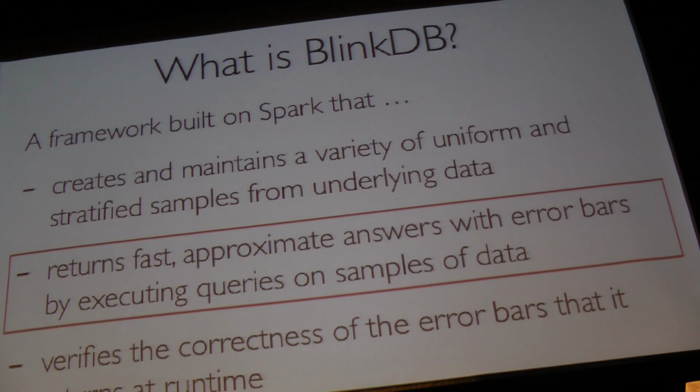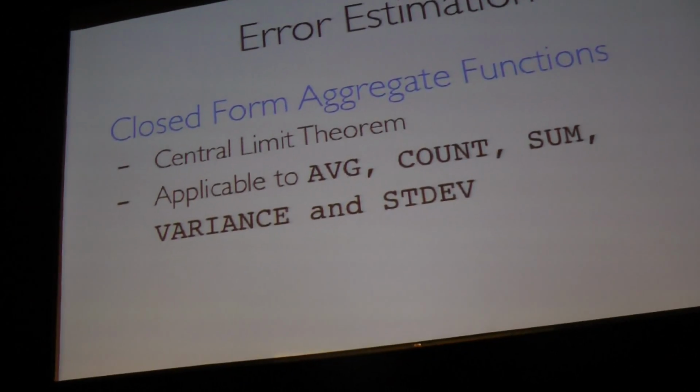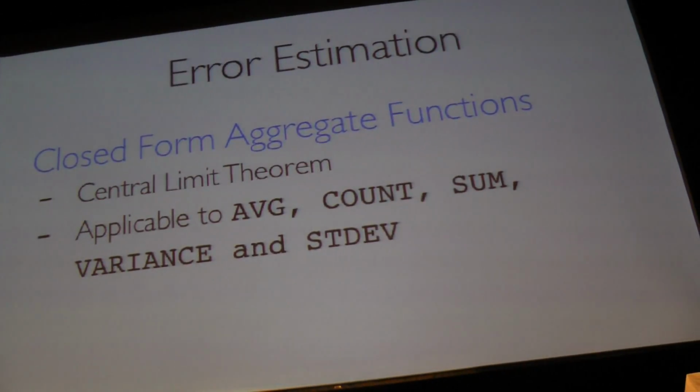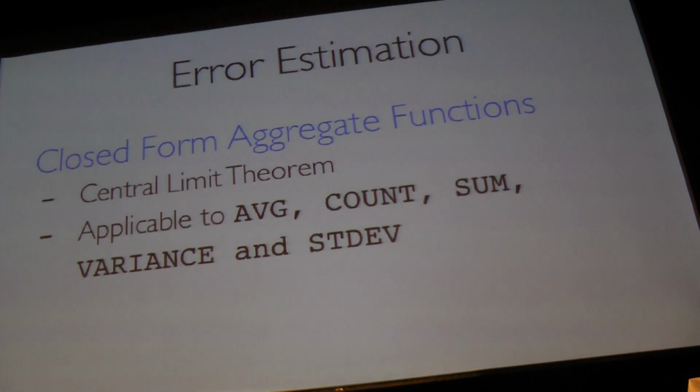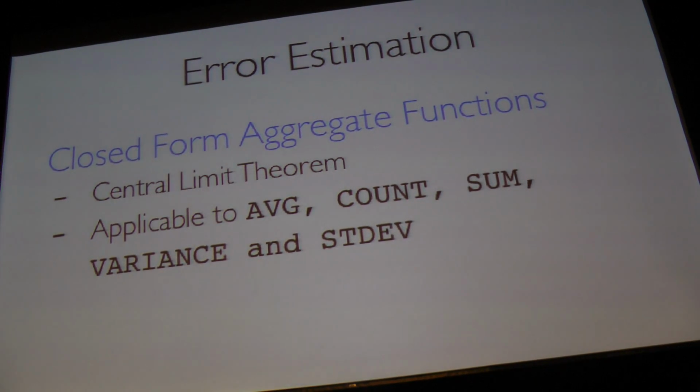Second, as I mentioned, we return fast and approximate answers with error bars by executing these queries on samples of data. Technically, this is done in 2 ways. First of all, we have something called closed form aggregation functions. These functions are of the form of average, count, sum, variance, and standard deviation. And you approximate this error using pretty much standard statistics, the central limit theorem.